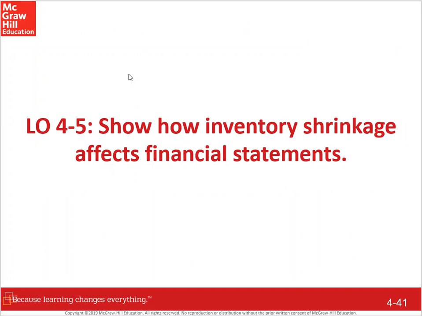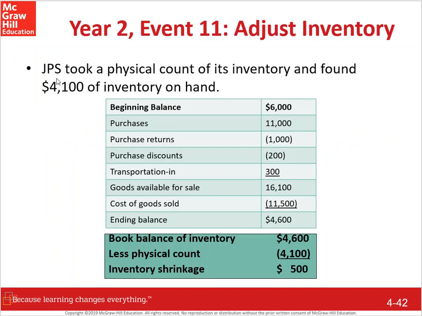So next, we need to figure out how to deal with what's called inventory shrinkage and record those transactions. So inventory shrinkage, let's look at an example. So JPS took a physical count of its inventory and found $4,100 of inventory on hand. So they physically counted it all up, and there's $4,100 of inventory there.